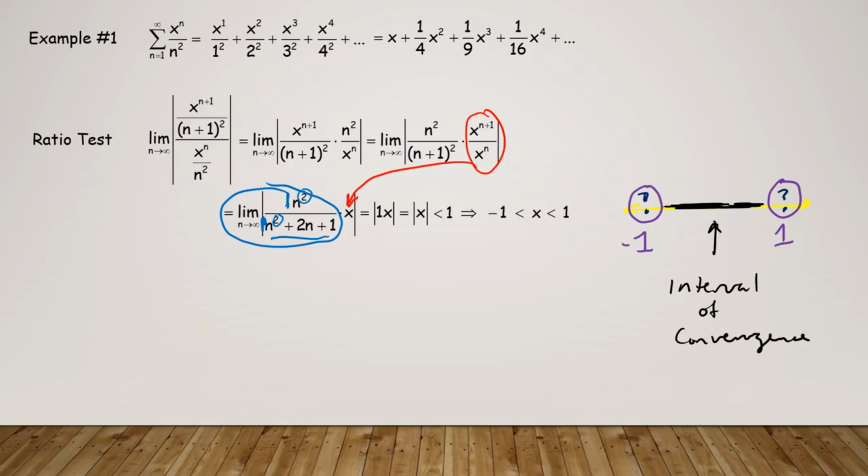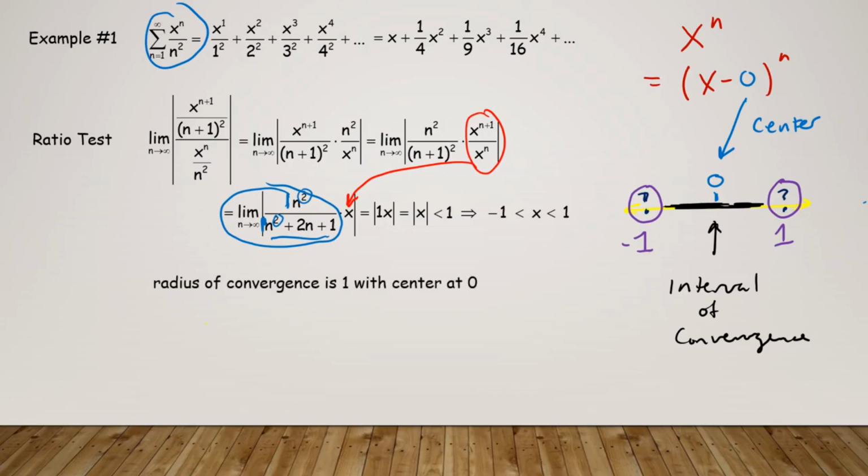Now, if I was to find the center of this particular spot, I'd probably find the center to be at 0. I can determine that by going all the way back to here, realizing that x to the n is actually the same as the quantity of x minus 0, that quantity raised to the n. This determines my center. So, in the end, I can conclude that my radius of convergence is 1 because the distance between 0 and 1 is 1, and the distance between 0 and negative 1 is 1, and it was occurring with the center at 0.